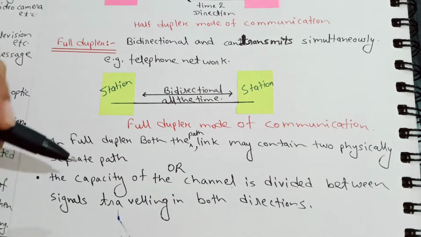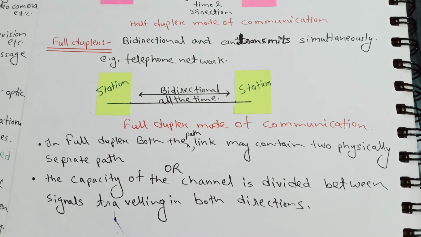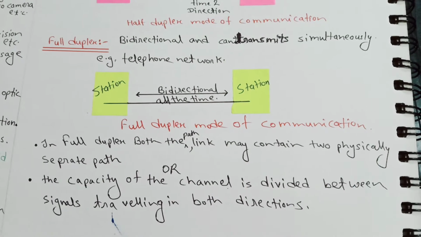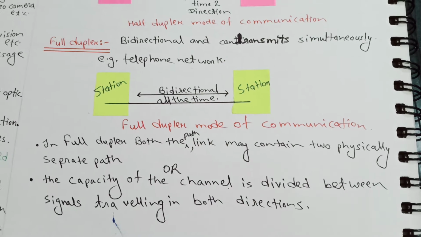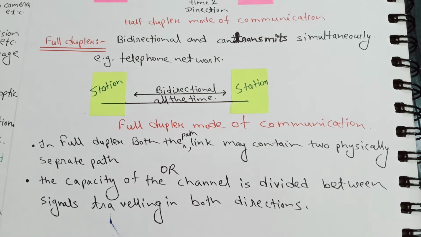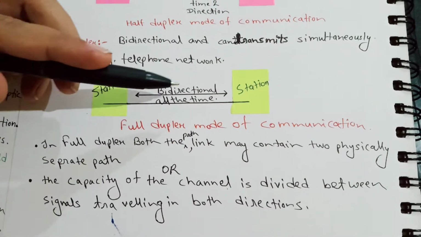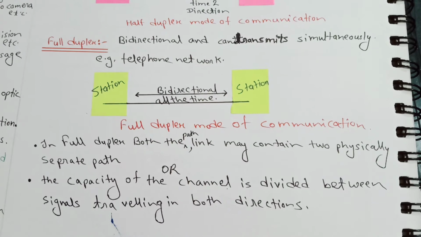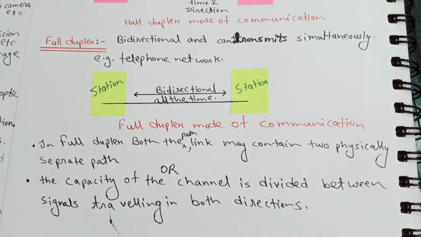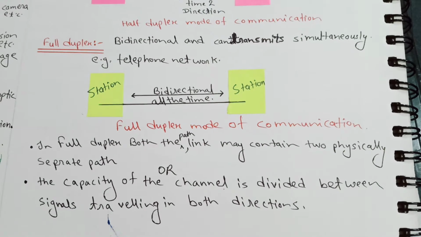Okay, the capacity of the channel is divided between signals traveling in both directions. In simplex mode, the entire capacity of the sender is used to send the data in one direction. But in full duplex, it may be divided into two parts. The capacity of the channel is divided between signals traveling in both directions. This is called full duplex.